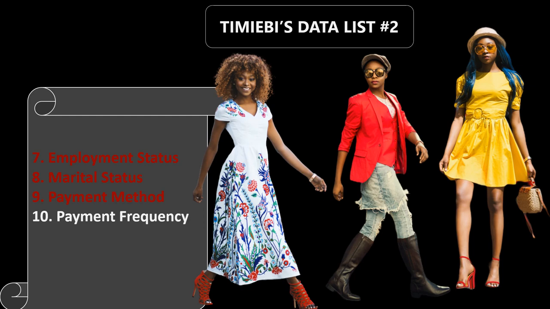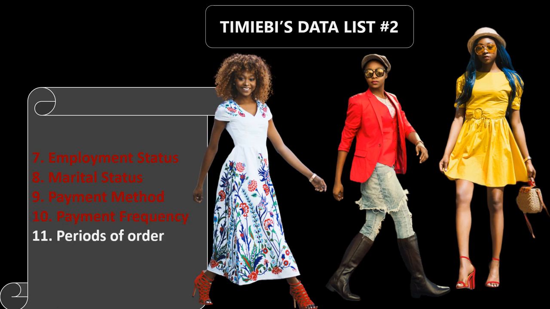Number 10 is payment frequency. If they want to pay by installment, it may be necessary to know if they are paying weekly, monthly, etc. Number 11 is periods of order. The period of an order will help you understand the pattern of when your customers are purchasing your products. You can give them huge discounts during the period they are not spending as an extra incentive. Order frequency: the frequency will also help you to understand their behavior.